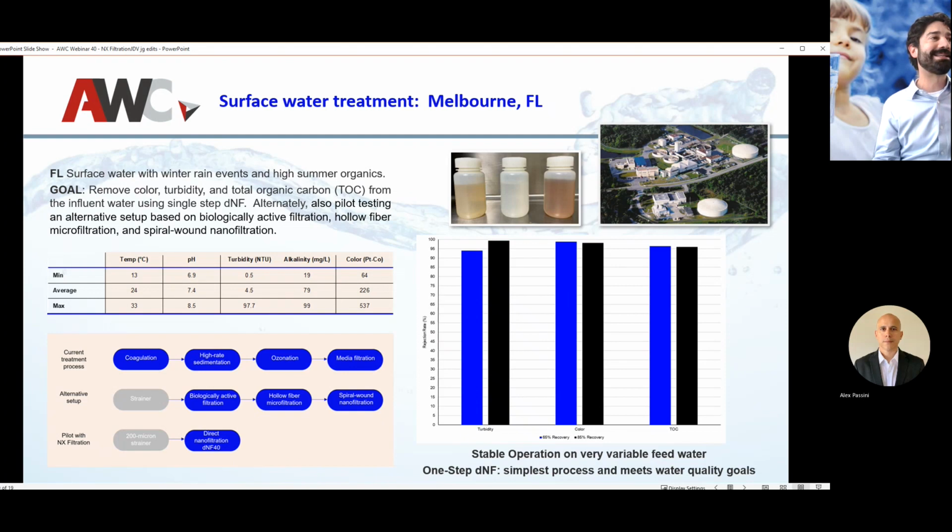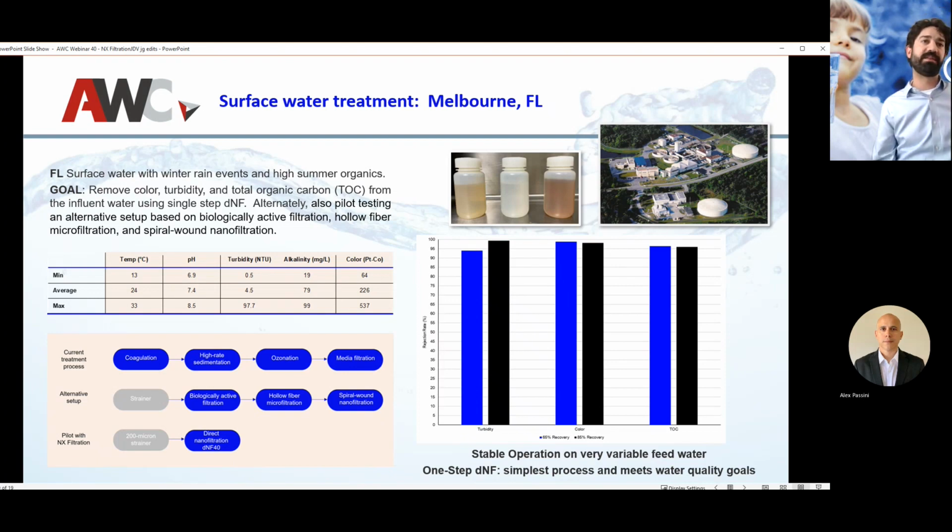The current process that they have here, this is taking surface water in Florida. You imagine it's warm, it's very variable. You can see on the top left there that turbidity ranges from 0.5, which is real clean, to 97.7, color from 64 to 537 color units. Kind of crazy. It's a very shallow lake and things get kicked up from wind and all that. It's pretty interesting. So anyway, the current process: coagulation, sedimentation, ozonation, media filtration. It's an older plant. So what are they going to do in the future?